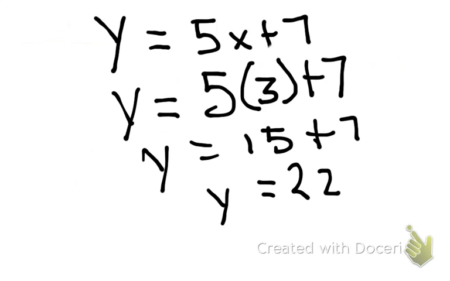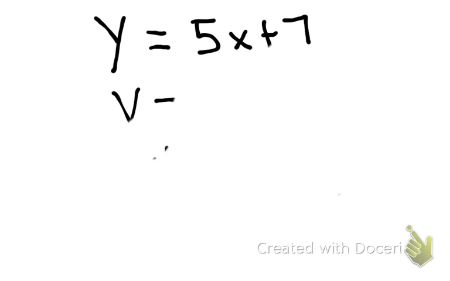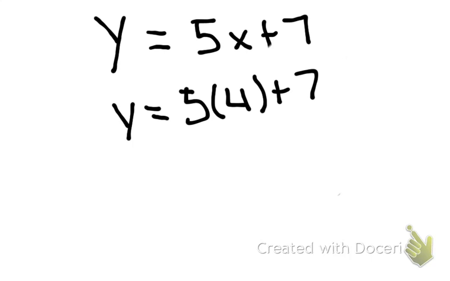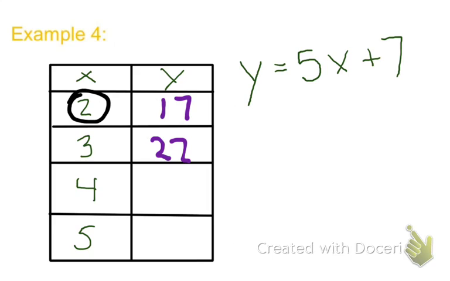Now let's plug in 4 to the equation. It's going to be y equals 5 times 4 plus 7. 5 times 4 equals 20 plus 7 equals y. So 20 plus 7 equals 27. So y equals 27. So for 4, we just have to put 27. So it's just adding 7 to each.